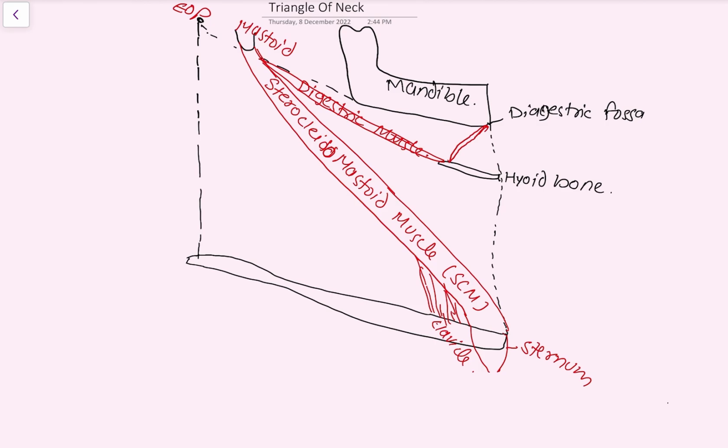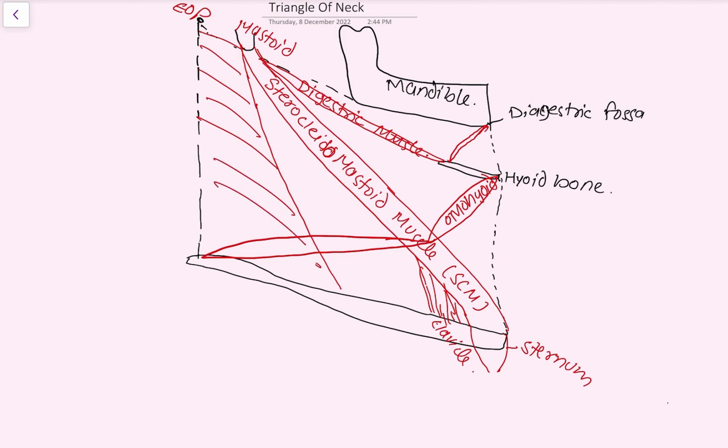And there is another muscle we should not forget: omohyoid muscle. This is the anterior belly of omohyoid, then there is the posterior belly of omohyoid, superior, inferior belly of omohyoid, whatever you want to say. This is omohyoid, right? So now let's just divide our triangles. Okay, so at the back we also have the trapezius muscle. This is the trapezius muscle.